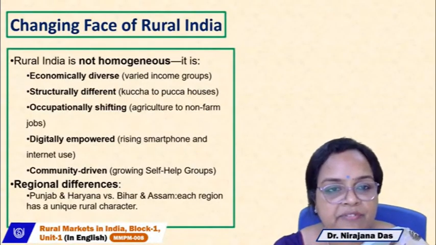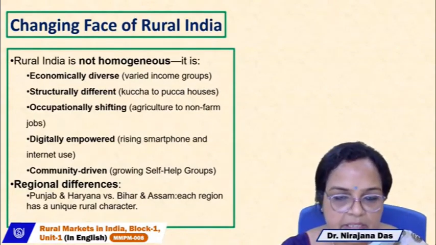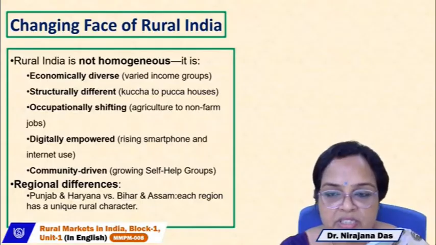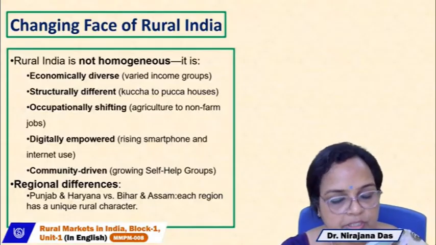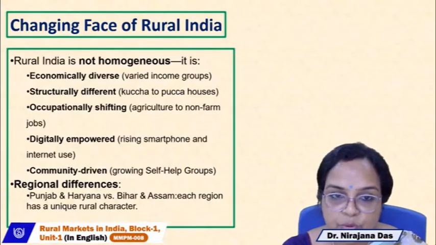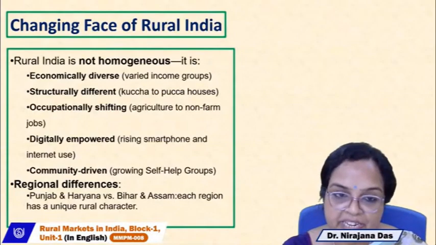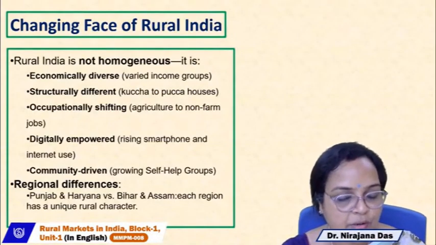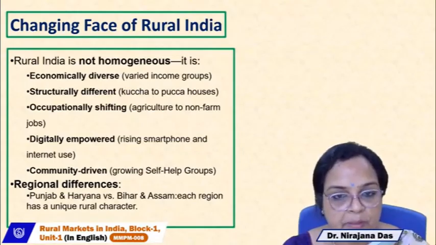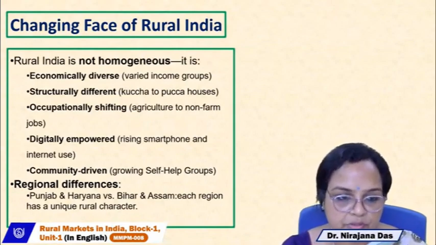Now we will discuss the changing face of rural India. What was there in rural India and what we are currently seeing, that we are going to discuss. Rural India is not homogeneous. It is heterogeneous because rural India is economically diverse. Many different groups of people are there having different sets of needs. Structurally, it is different. Many have kacha houses, many have semi-pakka houses, and few have pakka houses also. They have different occupations. Few are dependent on agriculture, and few are dependent on non-farm jobs.